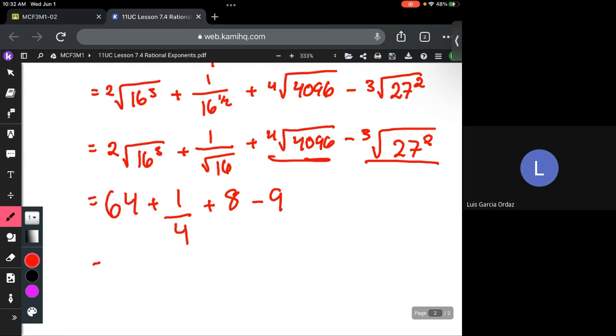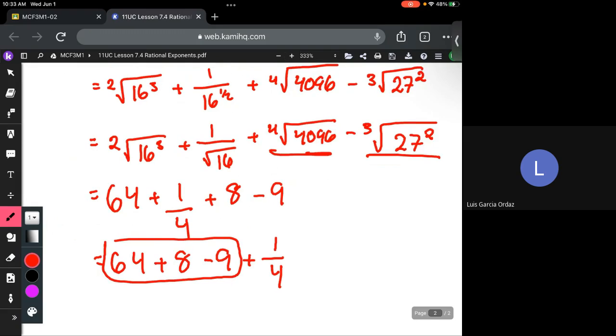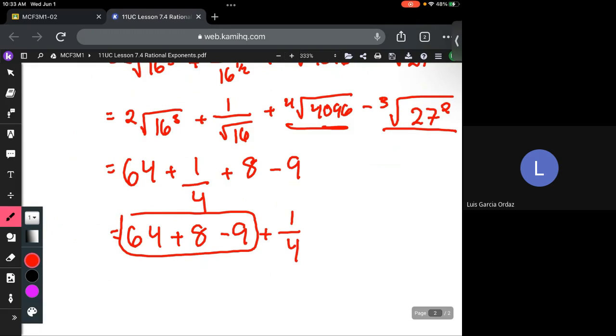So I'm going to have 64 plus 8 minus 9 plus 1 over 4. So when you add and subtract these three numbers together, what do you get? 64 plus 8 minus 9. What is that? 63.